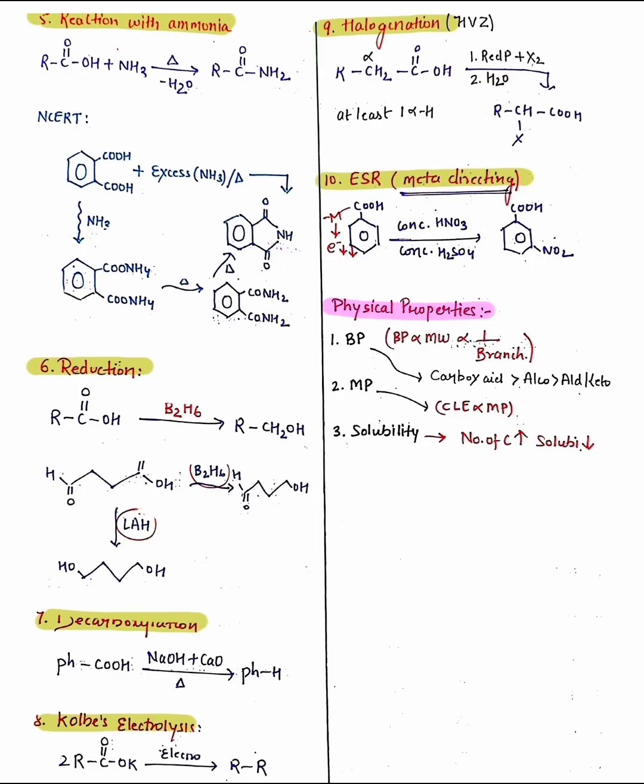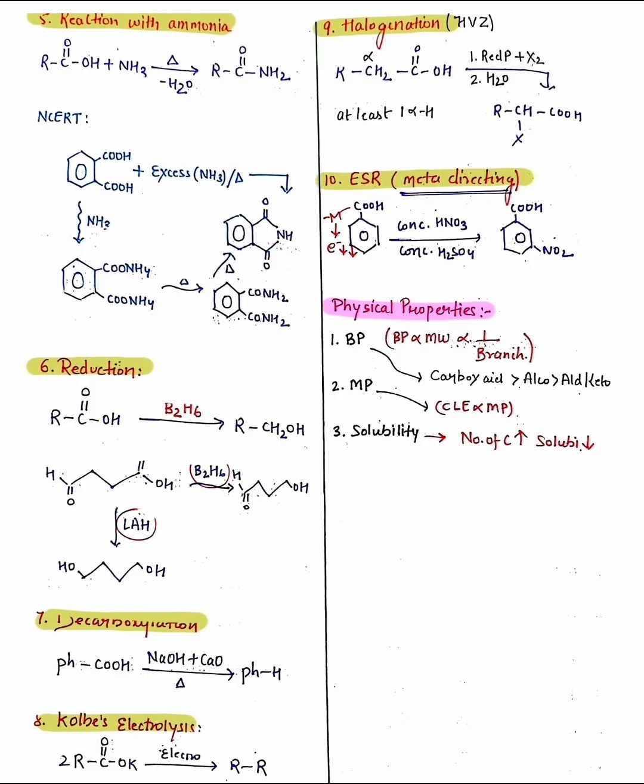Next chemical property is reduction. When acid undergoes reduction with a suitable reducing agent like B2H6, that is diborane, it gives primary alcohol as a major product. If the given compound in the question is bifunctional, that is aldehydic as well as carboxylic acid, both the functional groups are present in the same compound, then B2H6 selectively reduces the carboxylic acid functional group into primary alcohol. It does not reduce the aldehydic functional group.